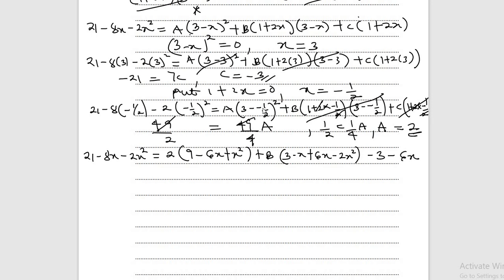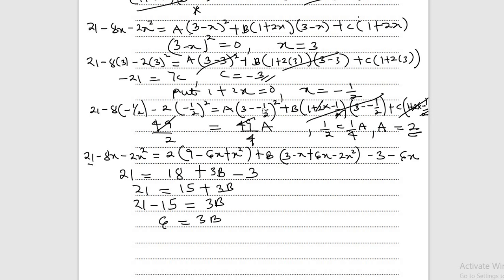Now just pick any coefficient, either the coefficient of x squared or coefficient of x or the constant. You're going to get the same answer. Let's try the constant. This is 21. What is the constant here? I think it is 18. What is the constant here? I think it is 3B. What is the constant here? Minus 3. So 18 minus 3 is 15 plus 3B. So 21 minus 15 equal to 3B. 21 minus 15 is 6, right? 6 is equal to 3B.